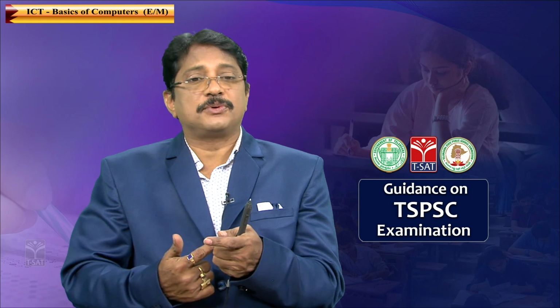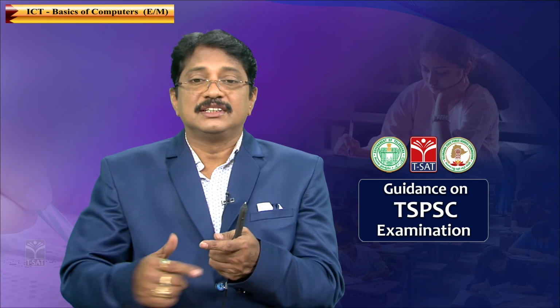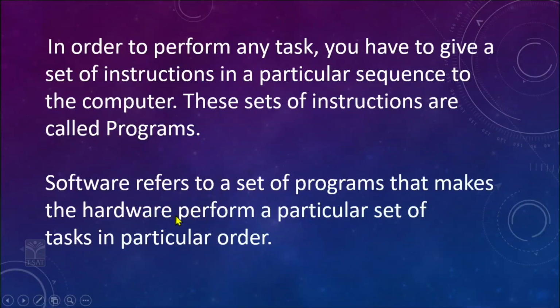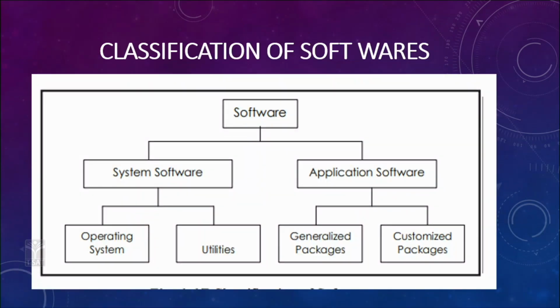So, here what is a program? Programming here, the set of instructions are called the program, and software refers to a set of programs that makes the hardware perform a particular set of tasks in a particular order. Do you understand the relation between hardware, software and the program? Clear? Okay. Now, we will see the different kinds, or classification, of software.